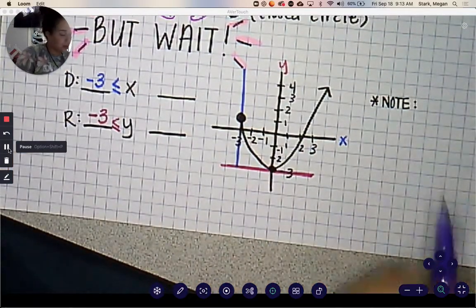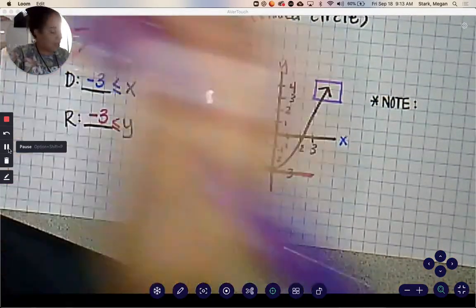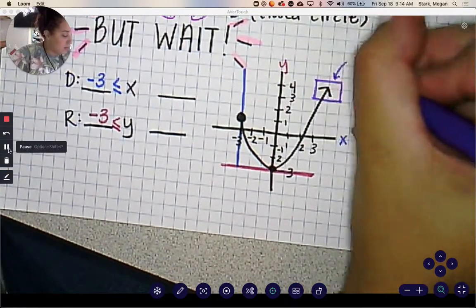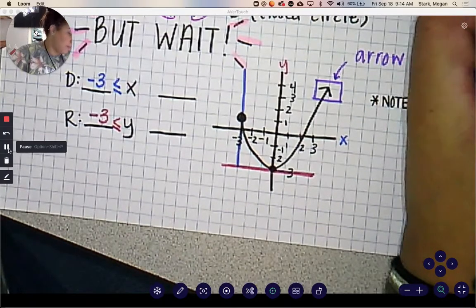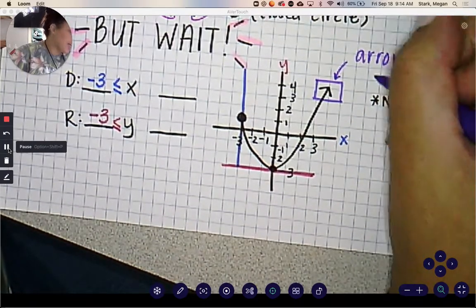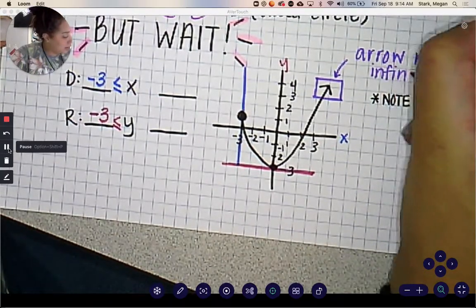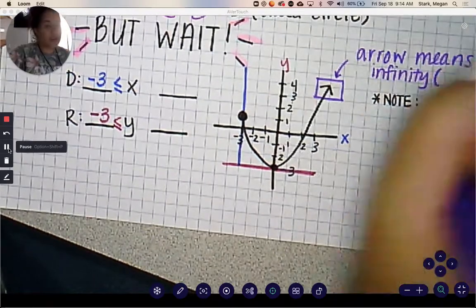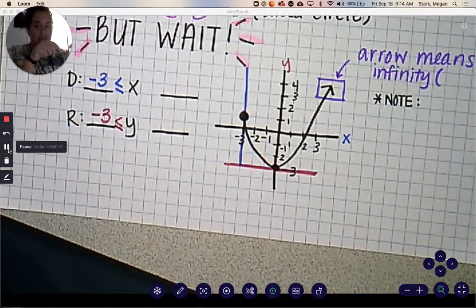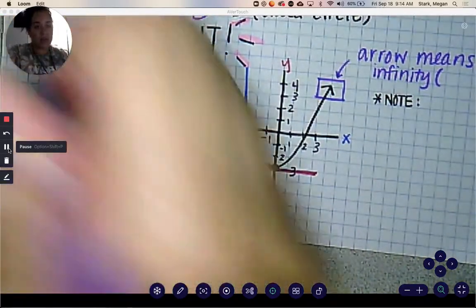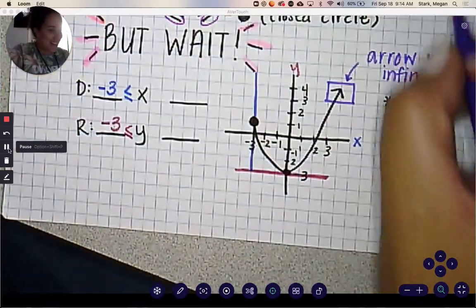Now, this is where the exception to the rule, I guess you could call it, comes in. We have an arrow. This arrow means infinity. And the symbol for infinity is a sideways 8. So if you want to, turn your paper and draw an 8, you're welcome to. Or I just draw 2 circles next to each other.